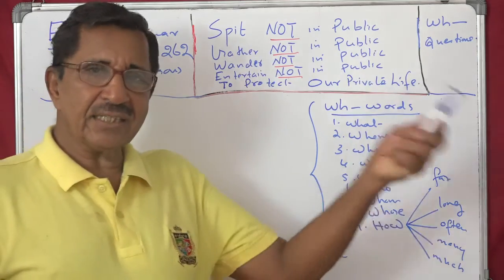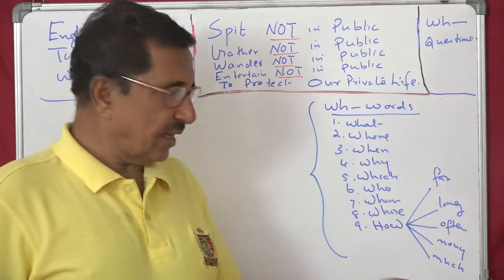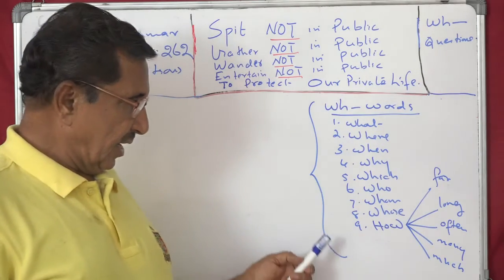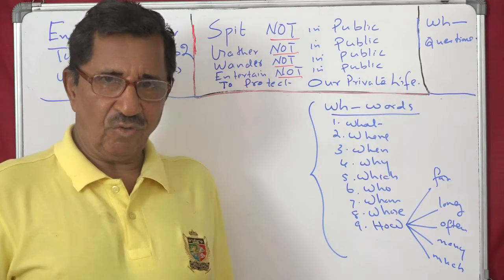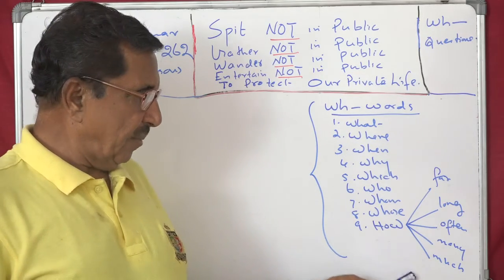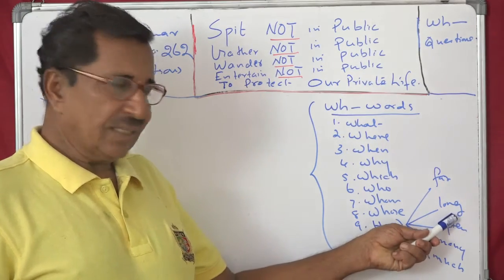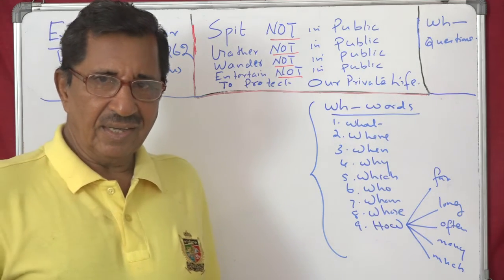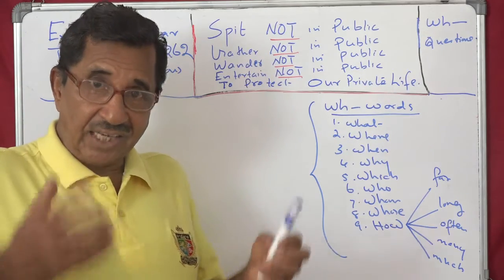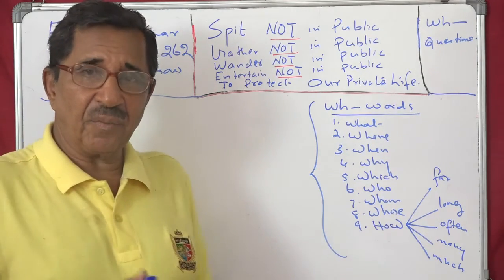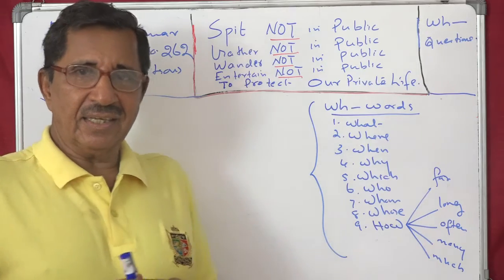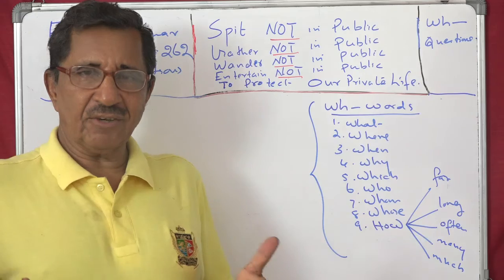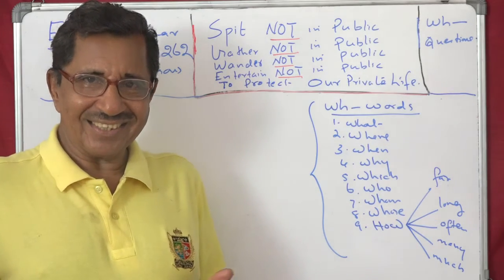Because how far is this place, how long it will take, how often does he go, how many books are there, how much money you require. Quantity, number, frequency, time, duration, and distance. With the how you can express these ideas with the help of how and the appropriate word. So thus we have got 14 ways of asking questions in English. I think that is enough to know things, isn't it?